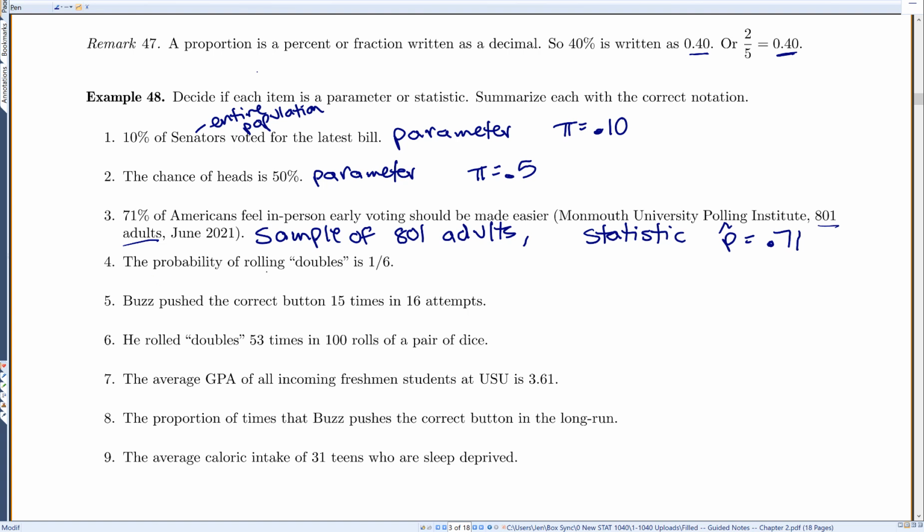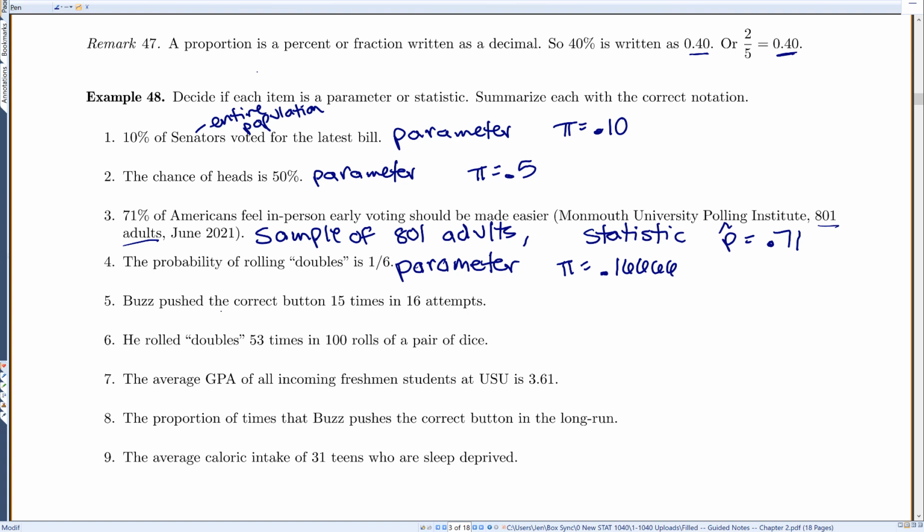The probability of rolling doubles is 1/6. Again, it didn't tell me what my sample size was, so that's probably just in general, or for all of my possible outcomes, all of my infinitely many rolls. So I'm going to guess that's my entire population, so that would be my parameter. And so pi equals 1/6, or if I divide that, it'd be 0.16666.